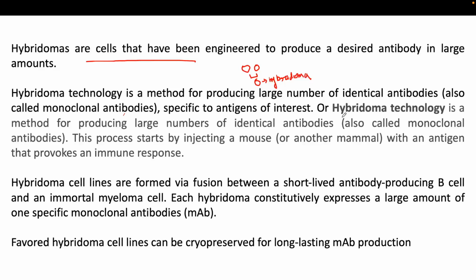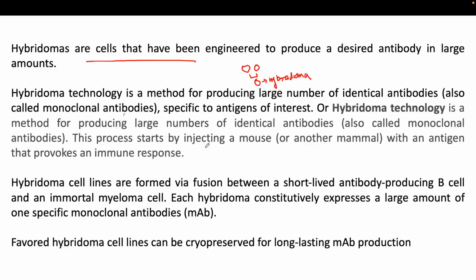In another word, hybridoma technology is a method for producing a large number of identical antibodies, and this process starts by injecting a mouse with an antigen that provokes an immune response. Generally, we inject the antigen into the mouse model to produce a larger amount of antibody against that particular antigen. So that is called hybridoma technology.